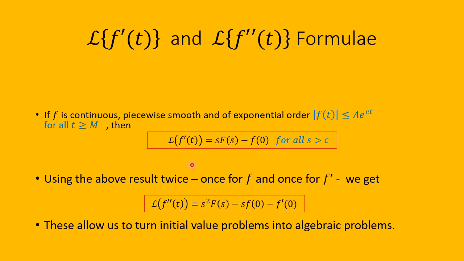If we use this formula twice, once for f and once for f prime, we can get the following formula. The Laplace transform of the second derivative of f at t is equal to s squared capital F of s minus s little f of 0 minus f prime of 0. Okay, so this formula up here for the Laplace transform of f prime of t has two terms. The Laplace transform of f double prime of t formula down here has three terms.